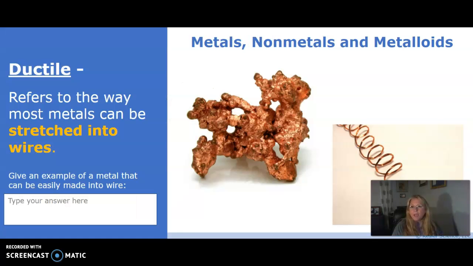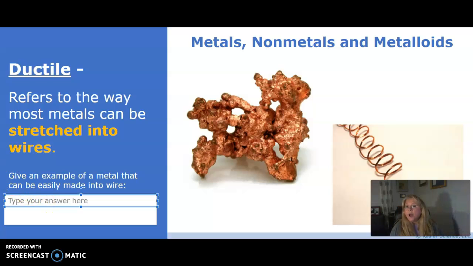Okay. And ductile refers to the way most metals can be stretched into wires. And here's a great example already. I don't know if you know an example for a metal that can be easily made into a wire, but this is a picture of raw copper, and then you can see where it's now being pulled into a wire. So you could very easily stick the word copper in your answer box right there.